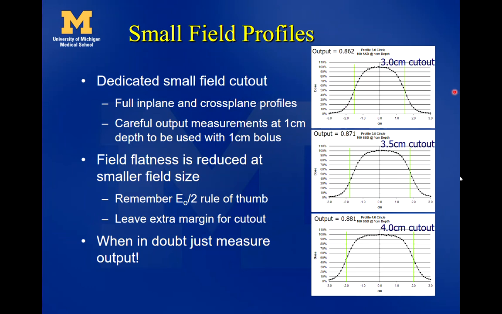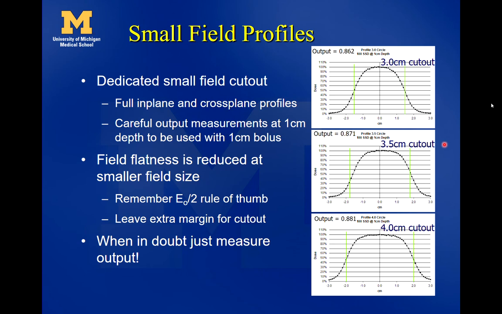So here's some more output measurements with our dedicated circles. We have a bunch of circle cutouts in my department. This is the profile for 3, 3.5, and 4 centimeter cutouts. And what you can see here is that this beam is not very flat, not very wide here, and as you get up to 4, it does start to have a pretty dedicated flat uniform area right in the middle. Whereas here it's much more cone shaped, and the area that is flat is getting smaller and smaller.